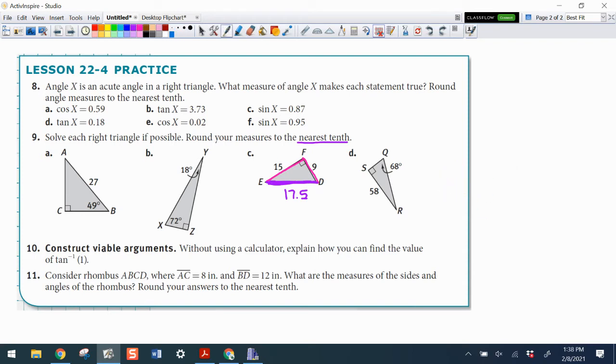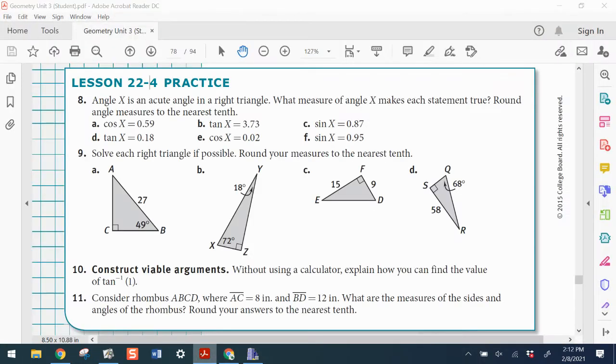So it doesn't really matter which angle you find now, because we know these two angles are going to be complementary. And so once we find one, we can subtract it from 90 degrees to find the other. So let's say we want to find angle D. The two measures that we were given in reference to angle D are the opposite side EF and the adjacent side FD. So the trig function that uses opposite and adjacent would be the tangent function.